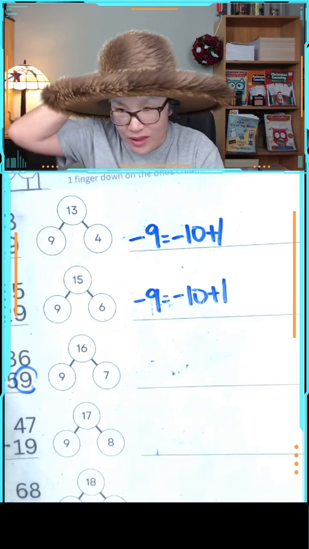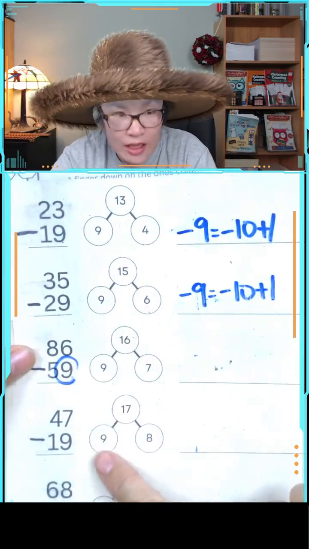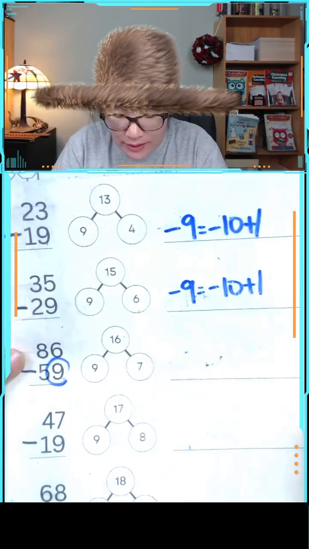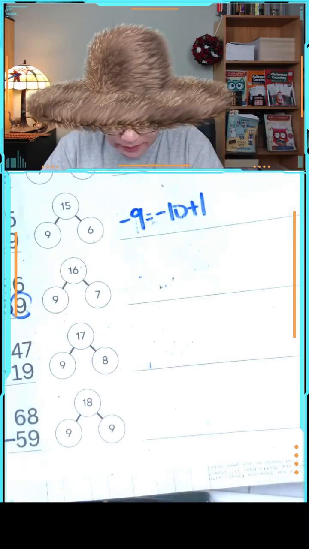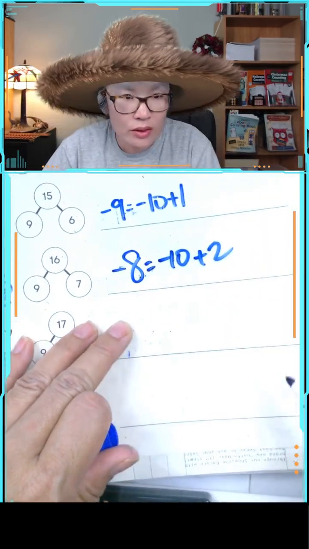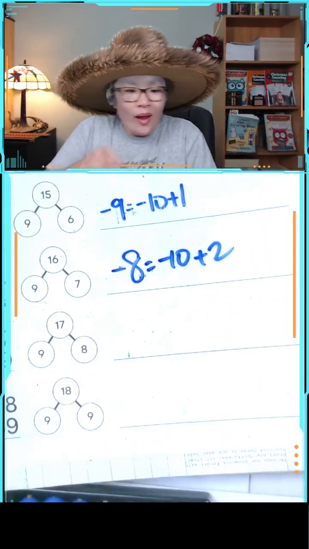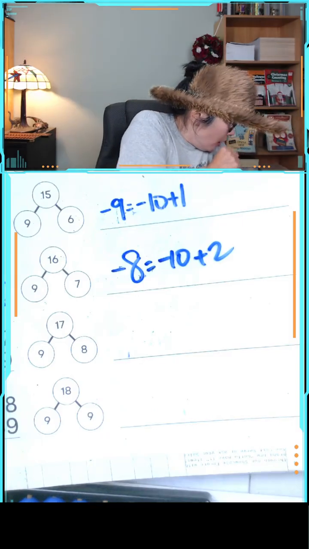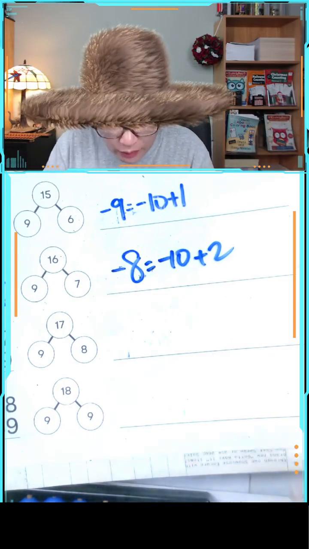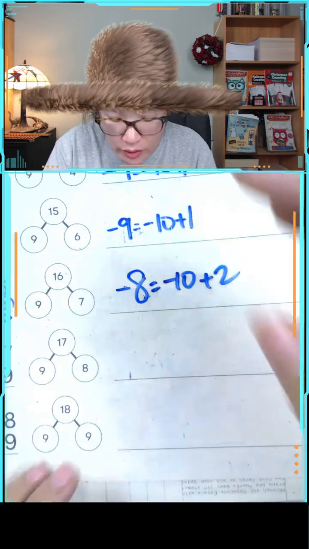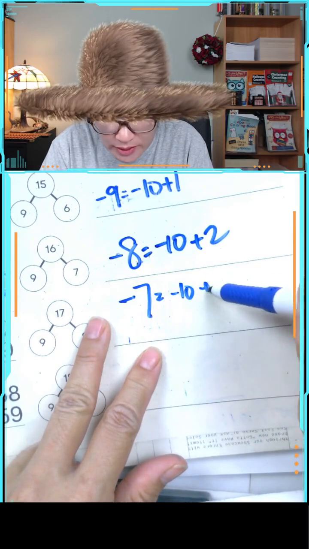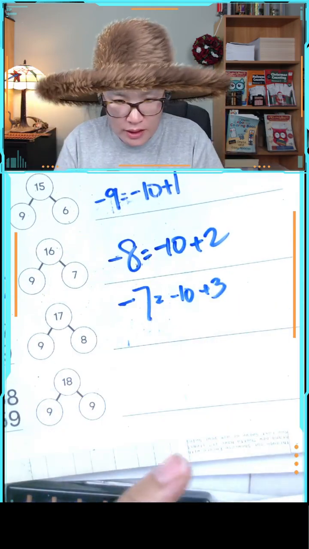And don't forget, this is only 9. There's a fact family of 8. You've got to know all your 8s. I'm like, what? What's my 8? Minus 8 is equal to minus the 10 plus the 2. That's all I want to remember. I don't want to remember everything. I want to remember what I need to remember. These are the only things you need to remember. 7? Minus 7 is equal to minus the 10 plus the 3. That's it. That's all I did.